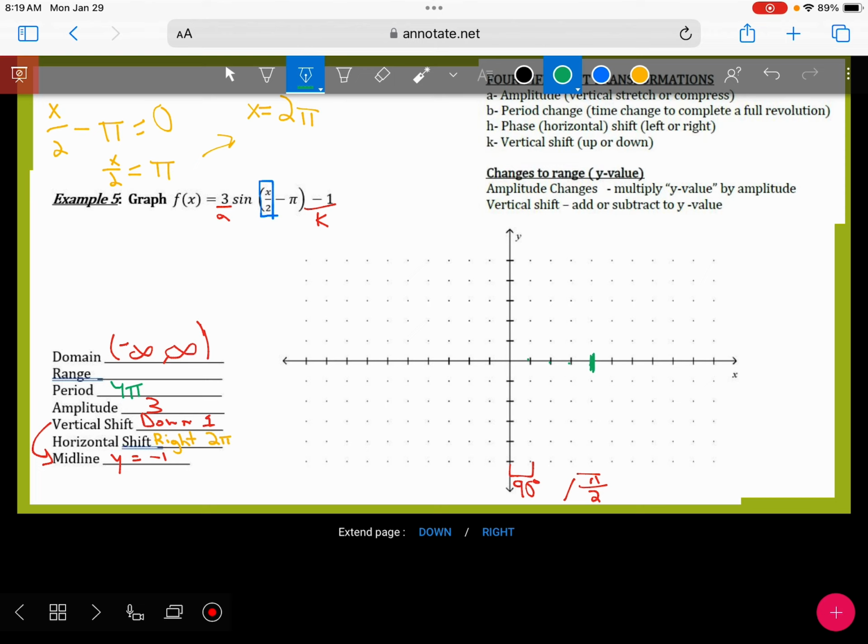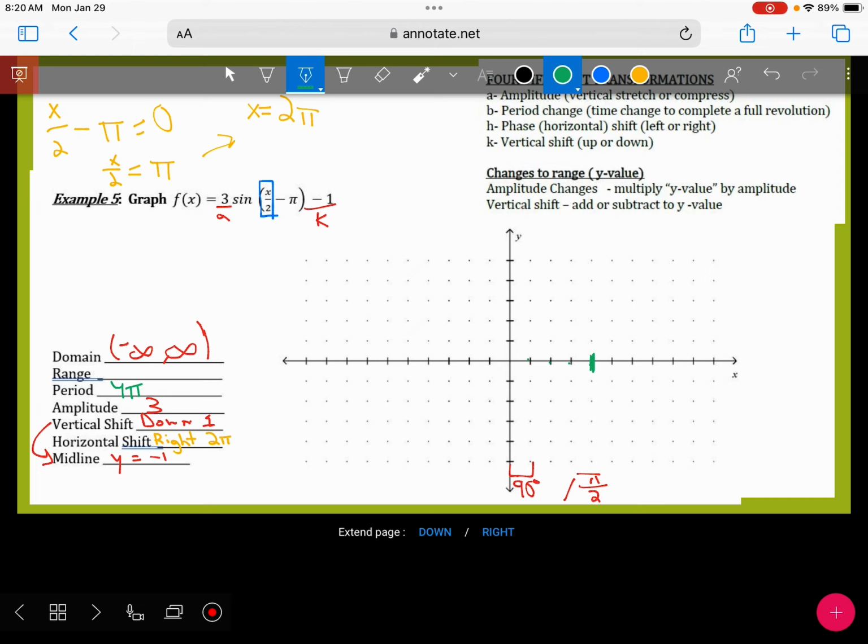Right there is going to be my starting point. Remember, your starting point is always your horizontal shift. So if your horizontal shift is x equals 2 pi, that's where you need to start. Our scale here is 90 degrees, or half a pi. So half a pi, 1 pi, 3 halves pi, 2 pi. That's going to be our starting point.